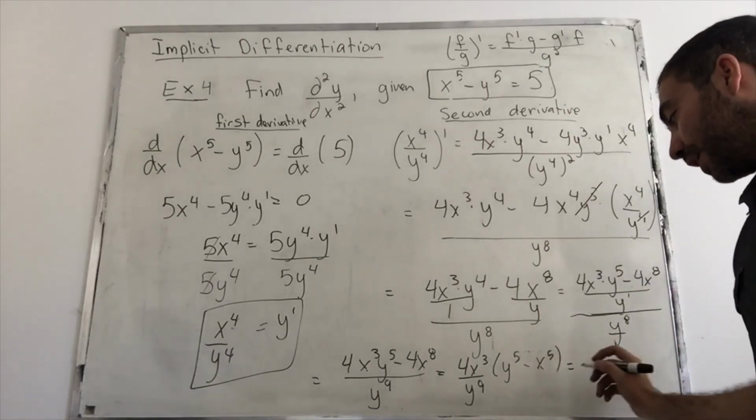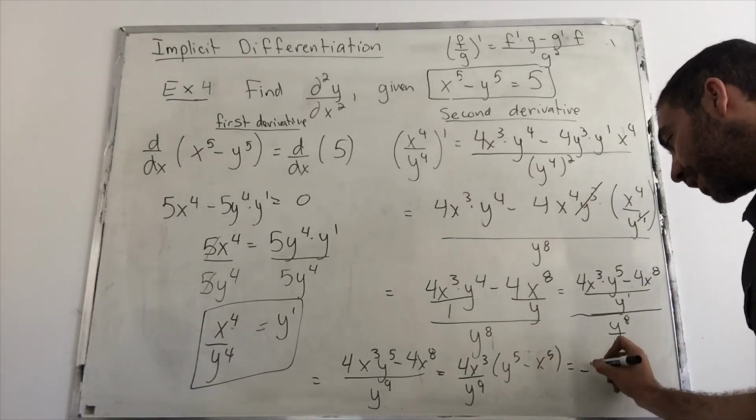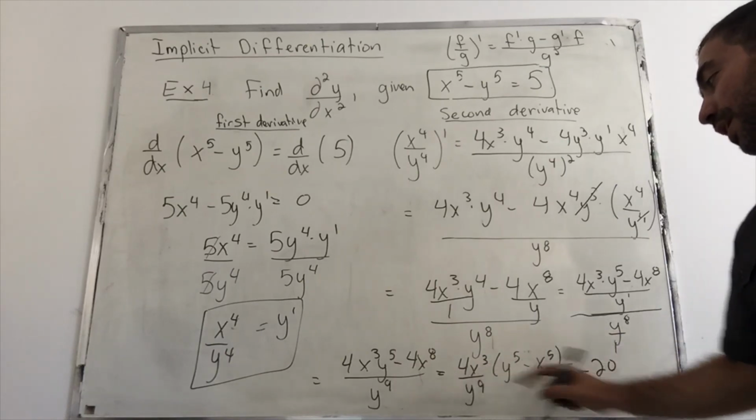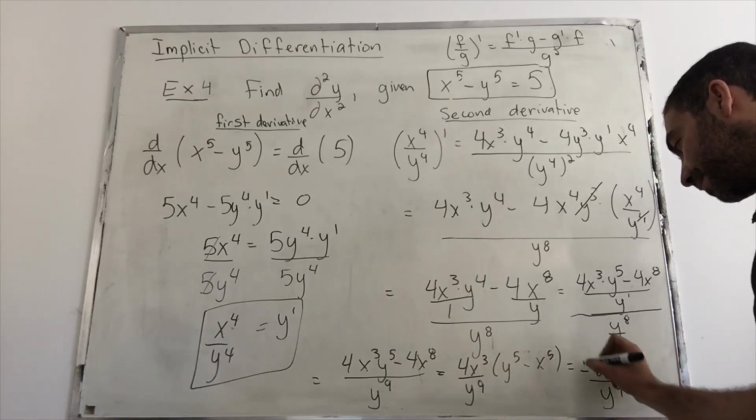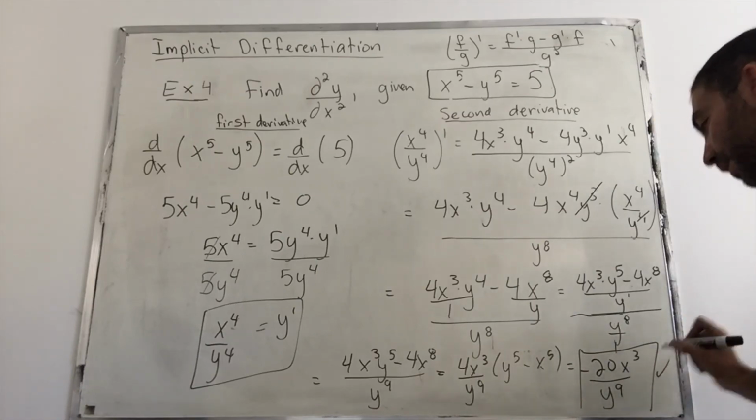So if this is equal to -5, the simplified answer is -5 times 4 is -20, x cubed over y to the 9. And that's the answer.